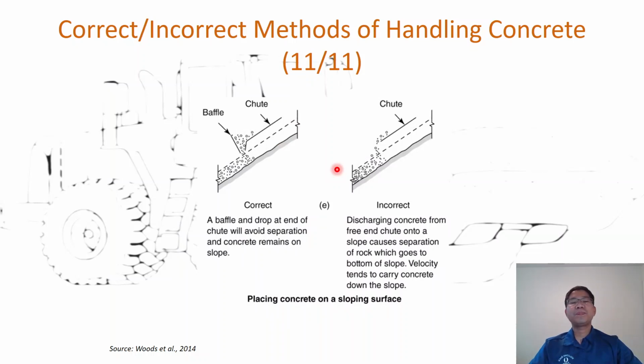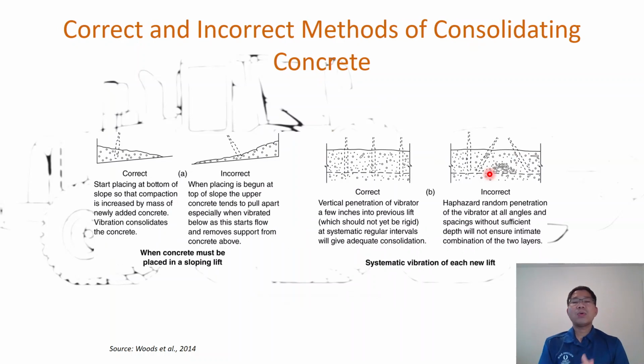Lastly, when you place concrete on a slope, here you have a baffle to avoid separation, and do not place the chute directly onto that slope of concrete. And now we go to the consolidating of concrete. With the concrete we place, we need to vibrate to make a consolidation to avoid honeycomb, voids, etc. So this slide shows you the correct way to do it.